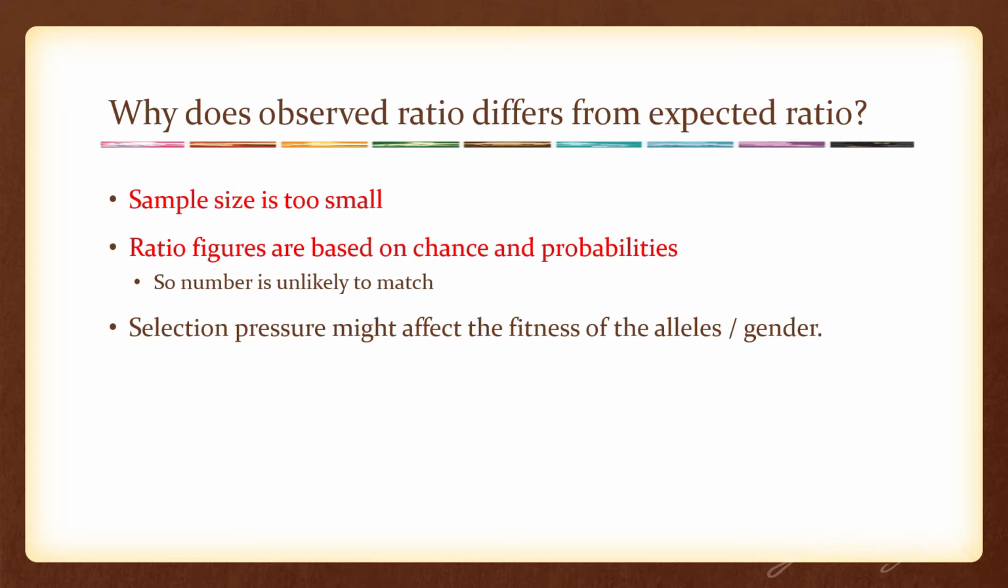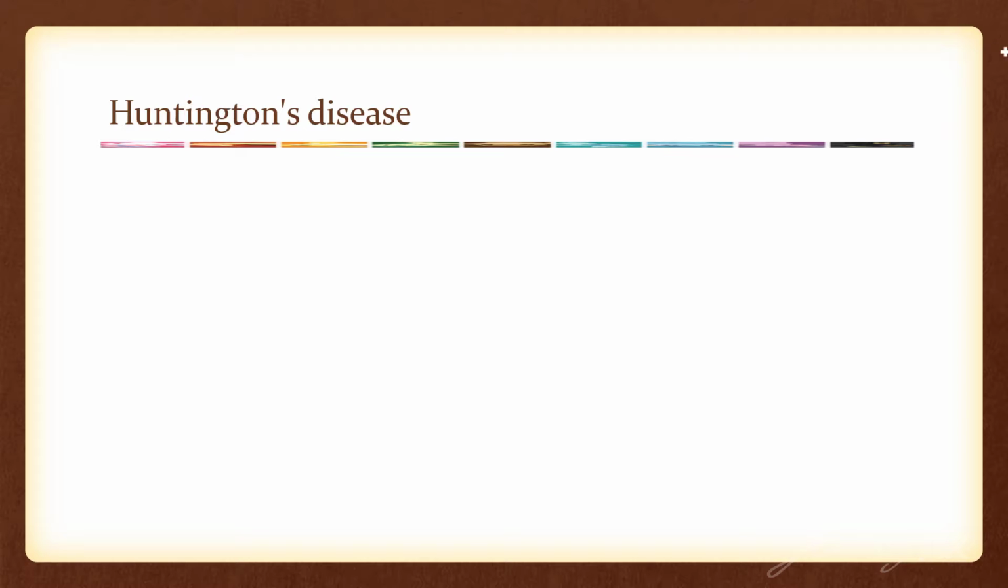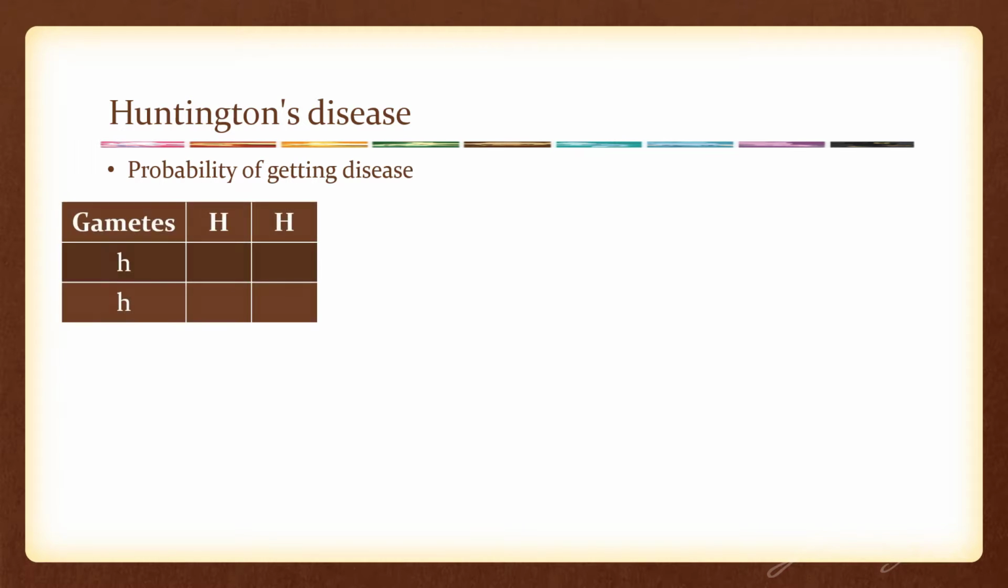Speaking of selection pressure, let us revisit Huntington disease. What is the probability of getting Huntington disease? Let us draw some Punnett square to find out. So let's say you have two homozygous individuals. One is homozygous dominant and one is homozygous recessive. What will be the outcome?